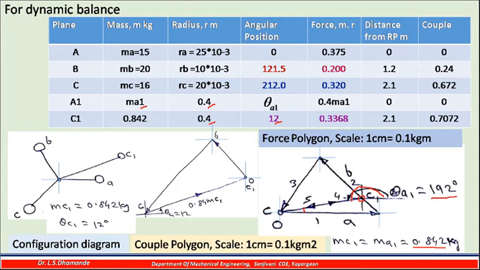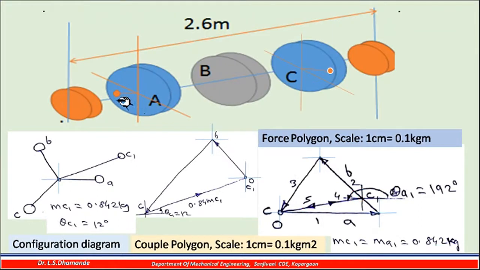Now these positions I am going to mark in the diagram just for understanding. That means on plane C additionally you have to attach this mass, which is equal to 0.842 at an angle of 12 degree. So at 12 degree you have to attach one mass on this pulley C, and the same mass of 0.842 kg on pulley A at an angle of 192 from here. This angle is 192 from here, so that is the mass attached over here. This is the way you have solved this balancing problem. Thank you very much.